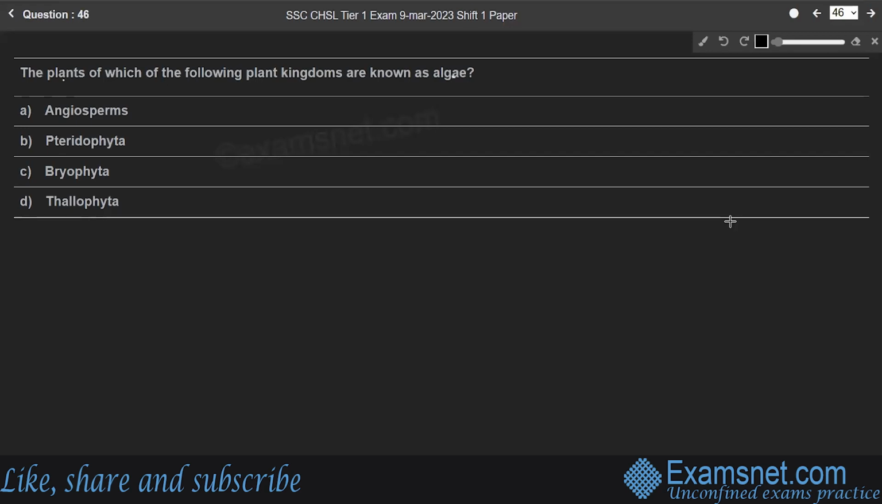Question 46. The plants of which of the following plant kingdoms are known as algae? Here, Thallophyta, option D is the right answer. Thallophyta, in which the plant body is not differentiated into roots, stems, and leaves. Right? They are commonly called algae.